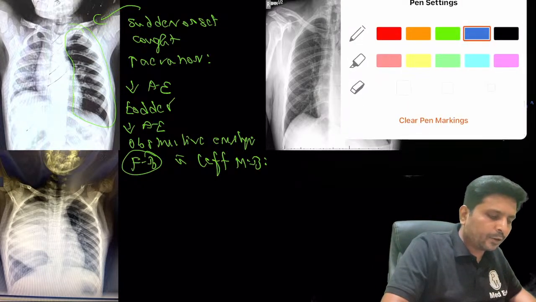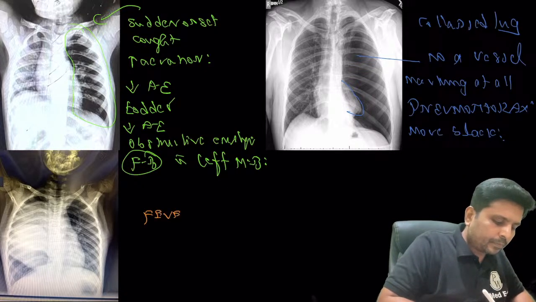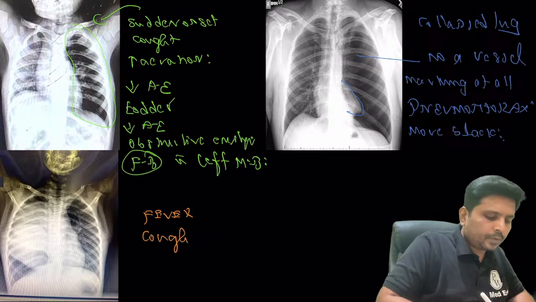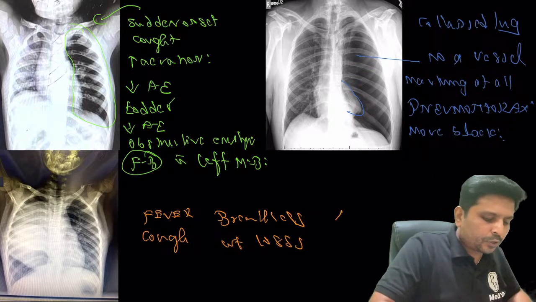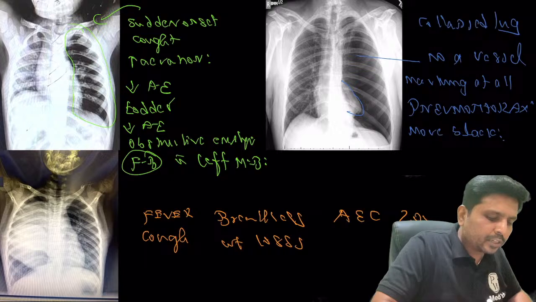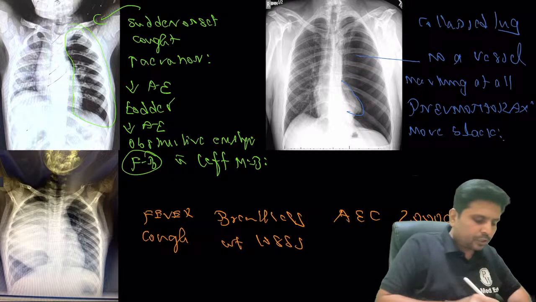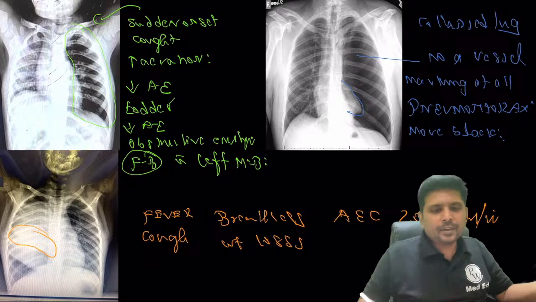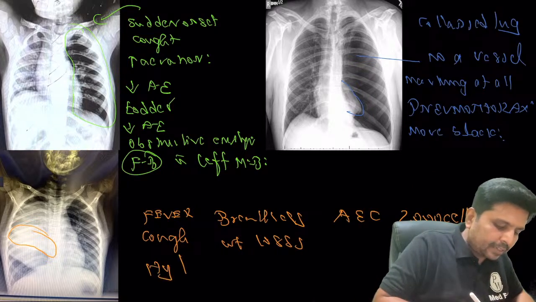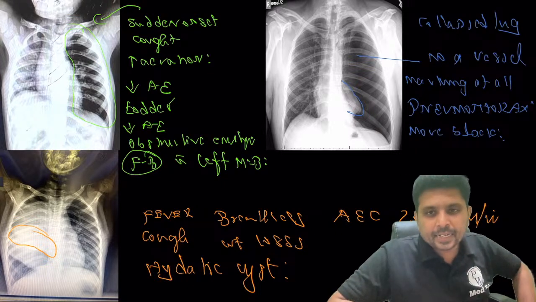And finally, the third scenario. What is the third scenario? Look at this. The child is having fever, cough, breathlessness, weight loss. Let me give you a clue: the CBC showed an absolute eosinophil count of 2000 cells per cubic millimeter. What is the diagnosis? Look at this. What is the cyst? This is nothing but hydatid cyst.